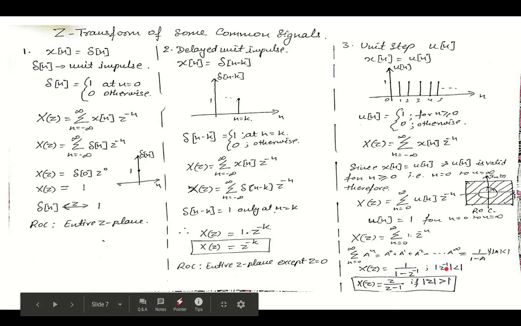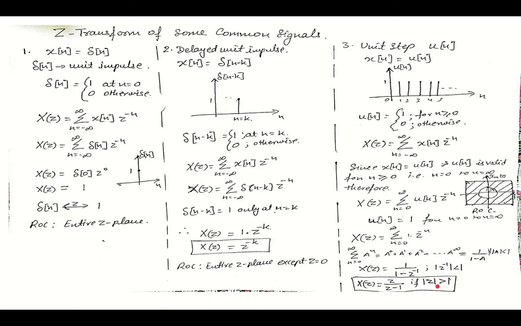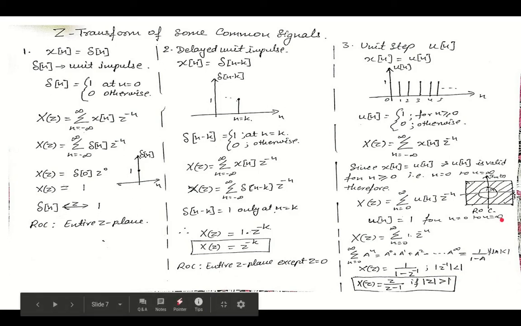As I have told you, we are going to put z to the power minus 1 instead of a, so mod of z to the power minus 1 should be less than 1. If I take the LCM over here, then X(z) will result in z upon z minus 1 if mod z is greater than 1. This mod z greater than 1 is nothing but the ROC condition. Accordingly, this mod z will result in a unit circle.